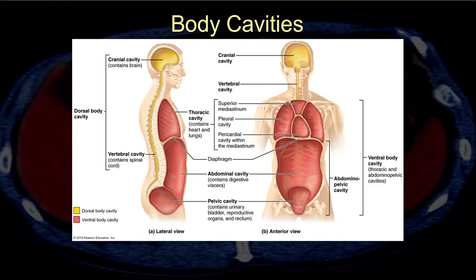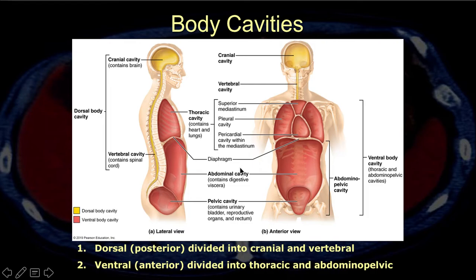Okay. Body cavities. I believe this also was in your lab, right? Okay, so we're going to go pretty quickly. Okay, so we can divide your body into different body cavities. First, there are 2 big divisions. There's the dorsal cavity right here, and the ventral cavity. Okay, so those are 2 big cavities, dorsal and ventral.